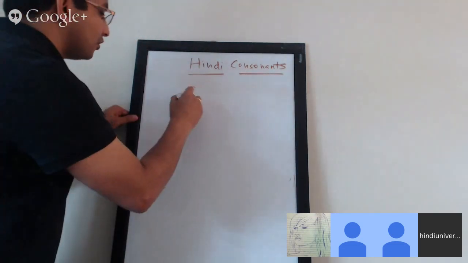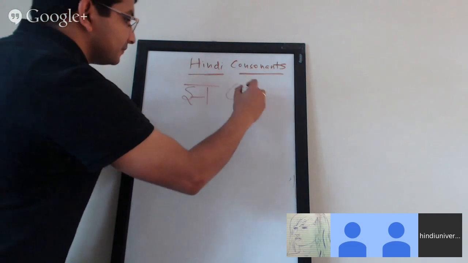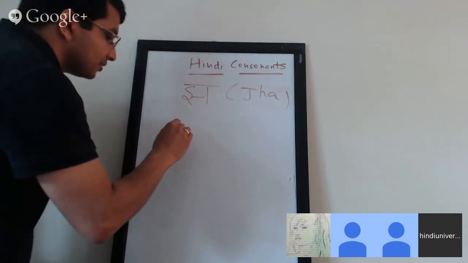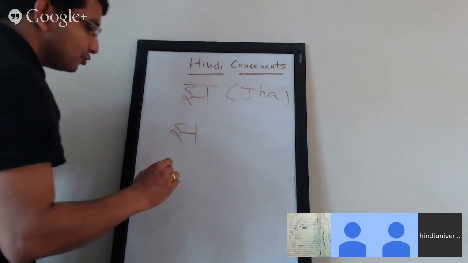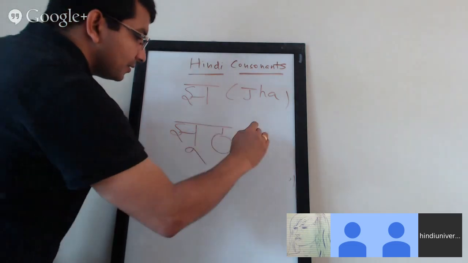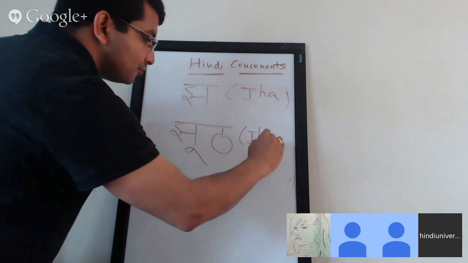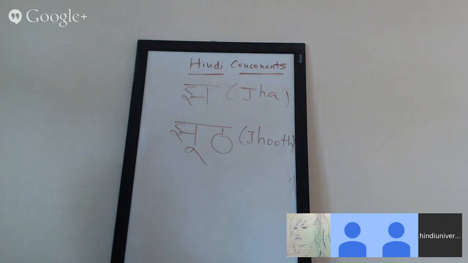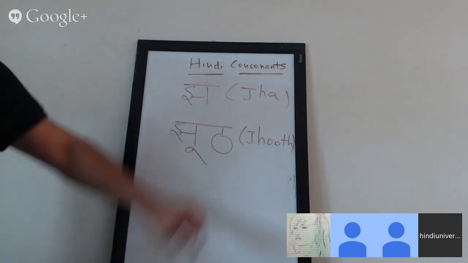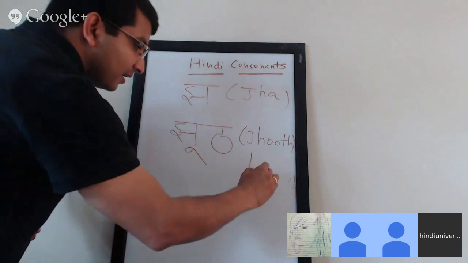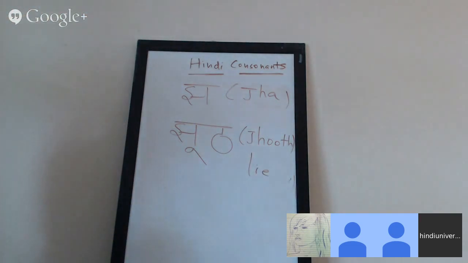Okay, this is a continuation of jha. This is, however, a variation. When you say jha, and when I say jhooth, Jhooth. Anybody remember what it means? Jhooth. Okay. Jhooth is nothing but a lie. Lie. Jhooth.